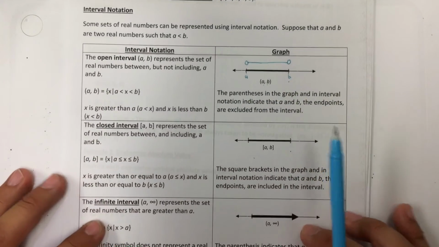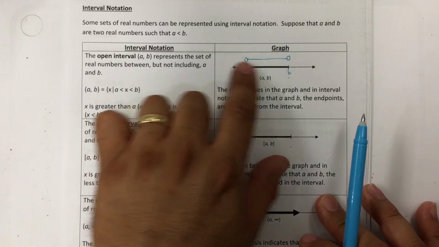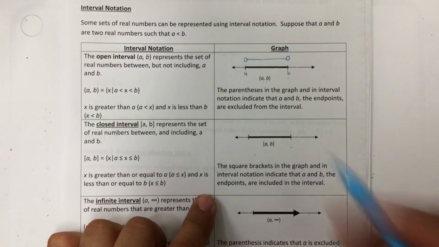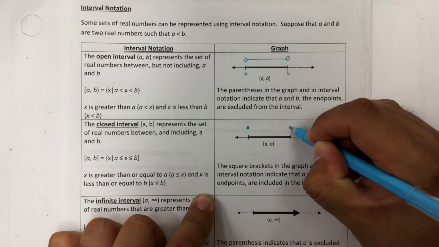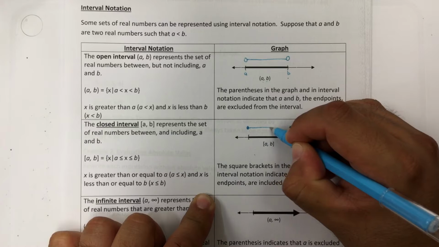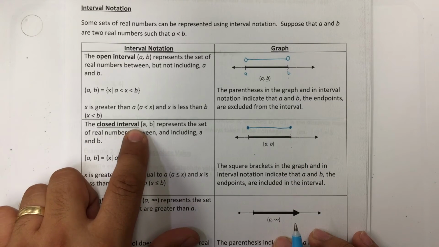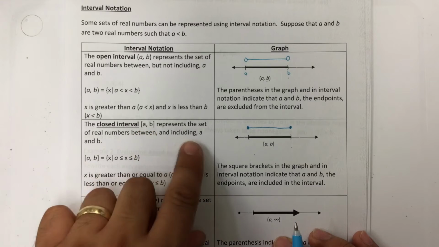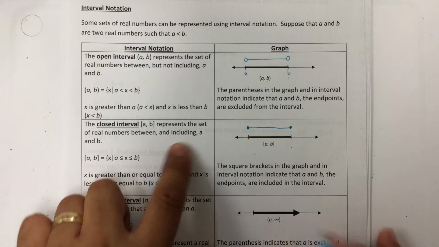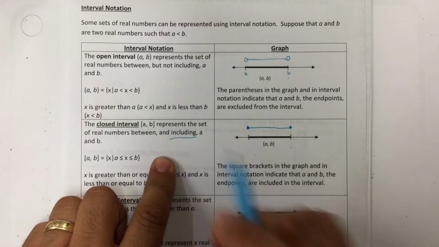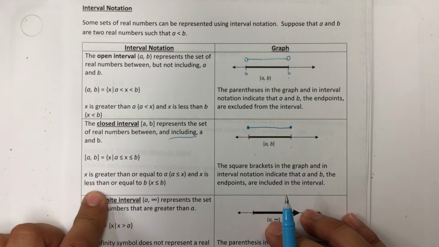All right, moving on to the next one: closed interval. If open interval meant open circles, closed interval means you're going to have closed circles, on both points. We're going to talk about why that is in a moment. First off, it says the closed interval, bracket A comma B bracket, represents the set of real numbers between and including, so keyword here, including, A and B. So bracket A comma B bracket.